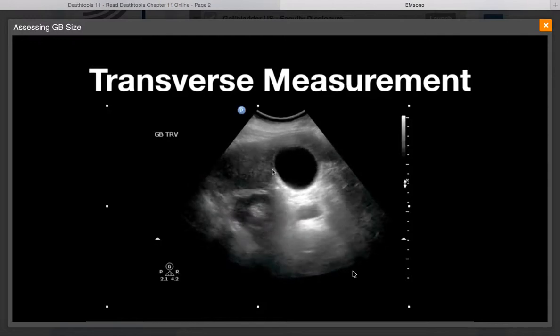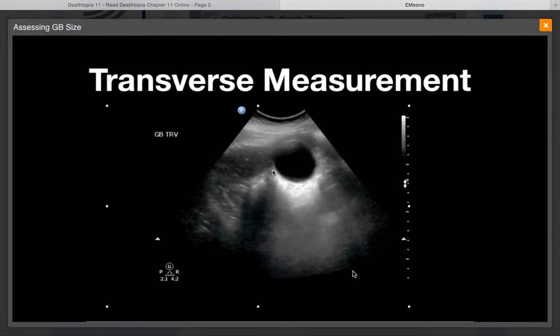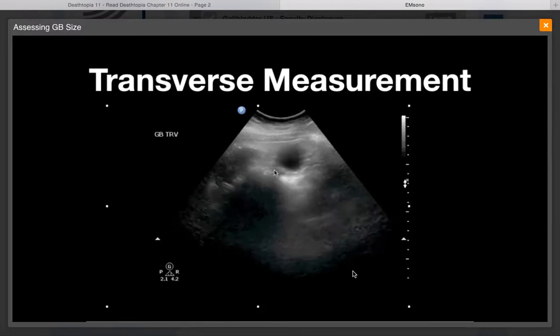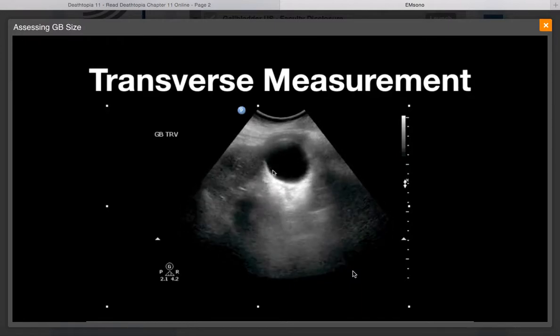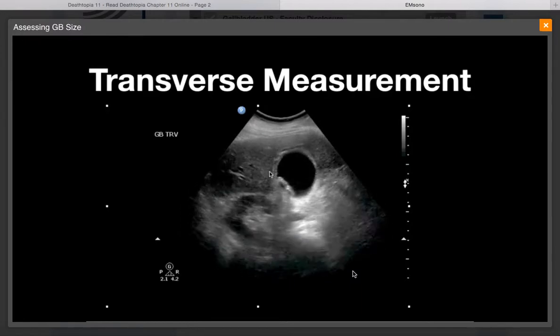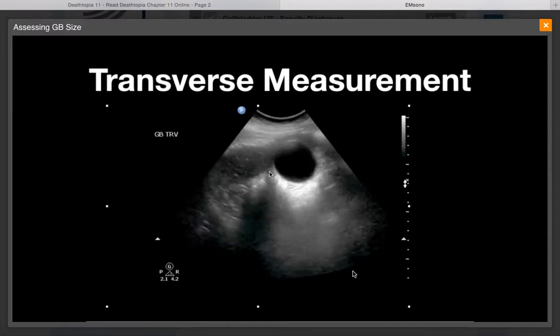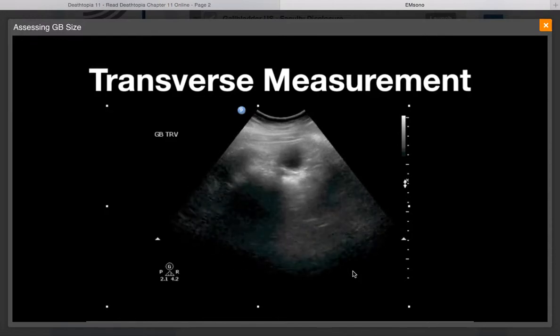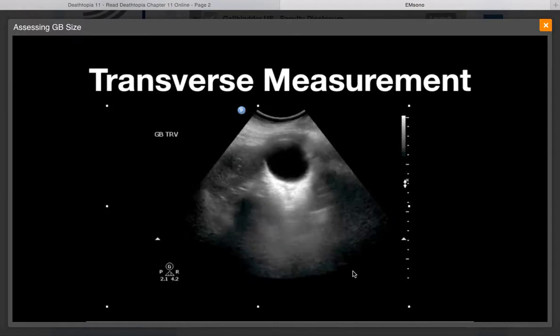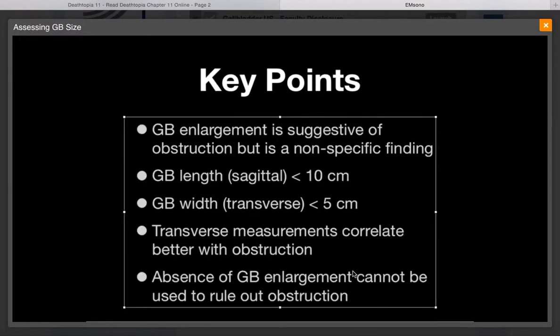The gallbladder here has an obstructing stone in the neck. You can see that the gallbladder is distended. It measures just under 6 centimeters at its maximal transverse width, so it is dilated, and this was a patient with acute cholecystitis. Let's review some key points before concluding.